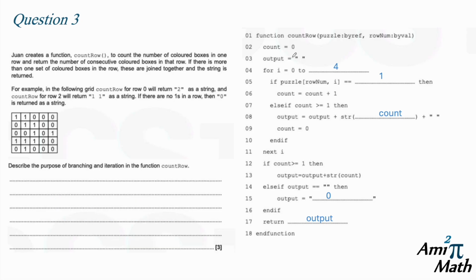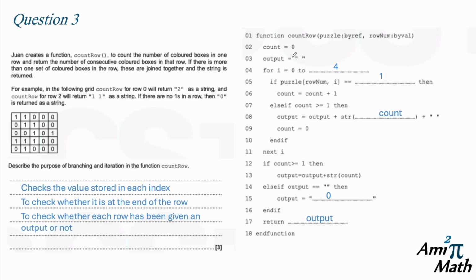And describe the purpose of branching and iteration in the function count row. Well, we've seen that quite a lot. This is your answer here. Let me just talk through it. So checks the value stored in each index. So that would be the for loop, because it's going for, so for I equals 1 to 4, or 0 to 4, sorry, it's going through each of them. And then to check whether it's the end of each row, again, that's your for loop, and to check whether each row has been given an output or not.